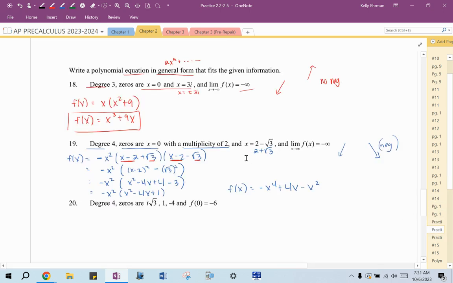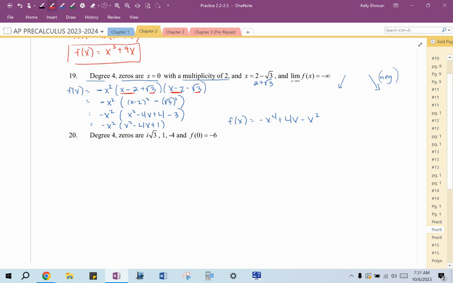Next one. This is the long type of problem with the point that we have to satisfy. So degree 4, zeros are i radical 3, so really plus or minus i radical 3, and 1 and negative 4. And we have to get the point 0, negative 6 on there. So when x is 0, y is negative 6. Remember, this means find a. When you set this up, you need to put an a coefficient out here. That'll be sort of a mystery until we get it sorted out.